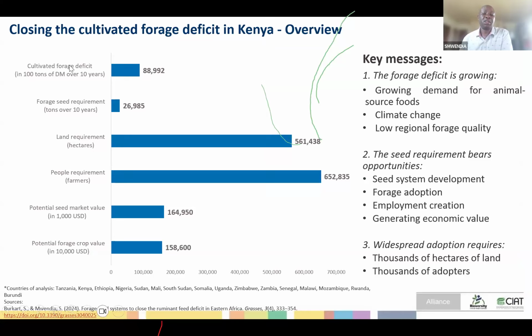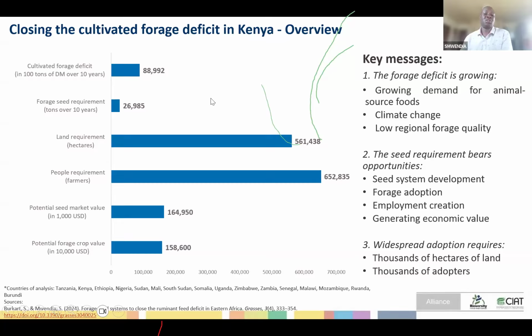Now, in Kenya, for a recent publication we have done after looking at a number of countries in Africa, this is the implication for Kenya, an overview. For cultivated forage deficit, and these figures are in 100 tons, over the next 10 years, we should be at about 88,000. And forage seed requirement to bridge the gap, we have found you need at least 26,000, and this again is in tons of different seeds.